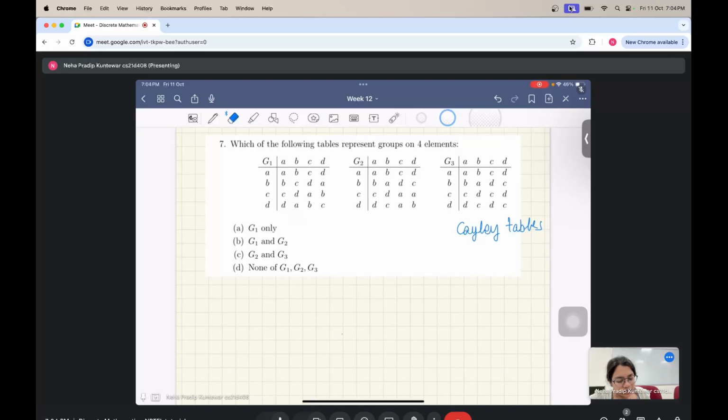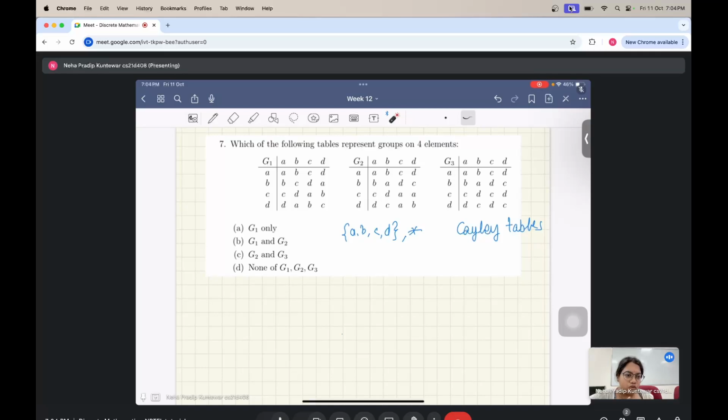And how do you read it? It just says that A operated on A gives you the element A, A operated on B gives you B, and so on. Typically, that's how you read the table. The group is defined on four elements, or the set associated with it is A, B, C, D, and how the group operates is given by the values in the table. Now you want to test which of these are groups and which are not groups. So how do you test that?